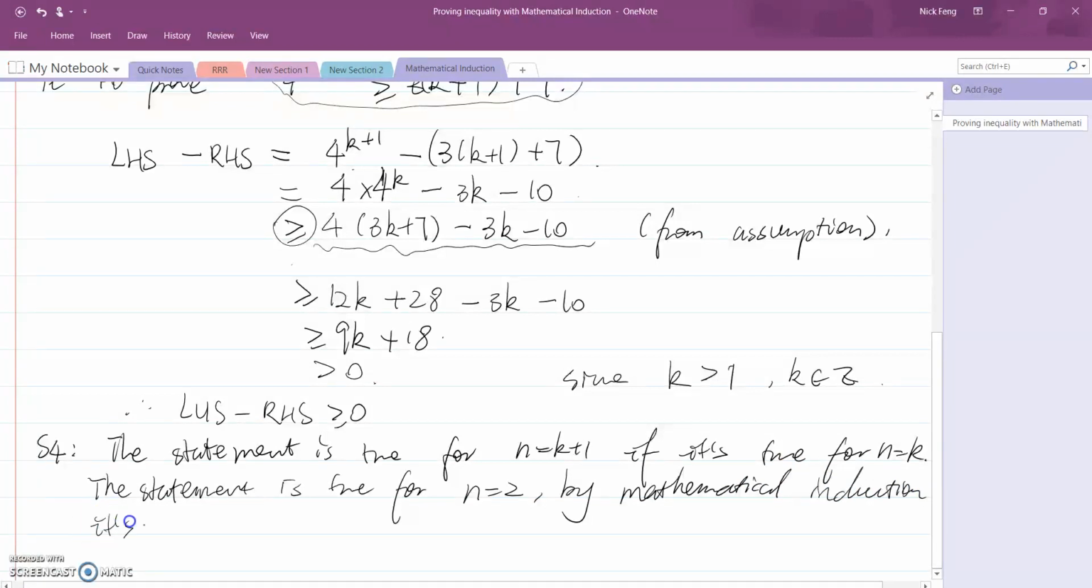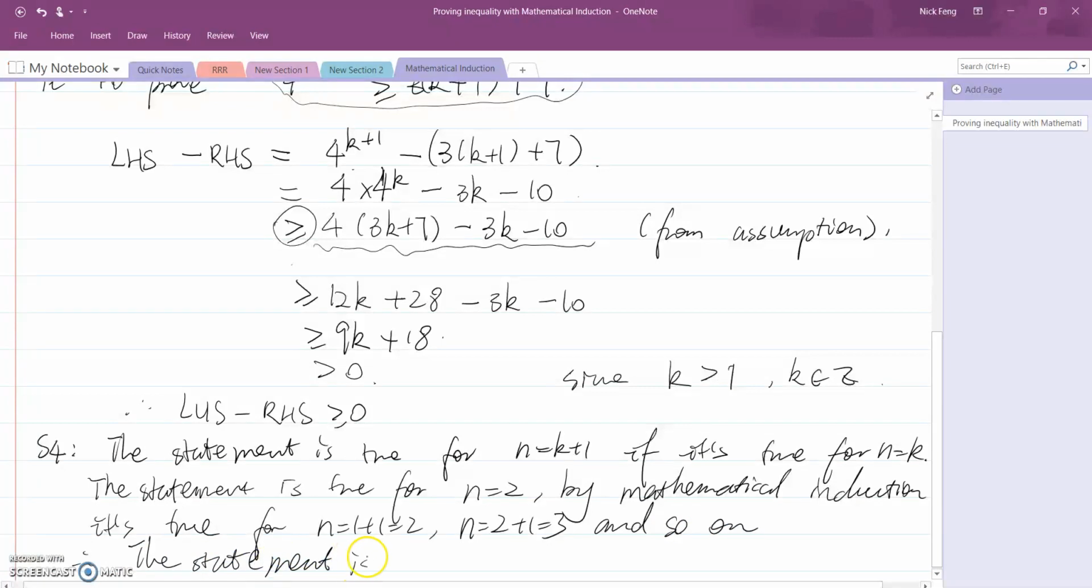It's true for n equals 1 plus 1 equals 2, n equals 2 plus 1 equals 3, and so on. Therefore, the statement is true for all positive integer n greater than 1.